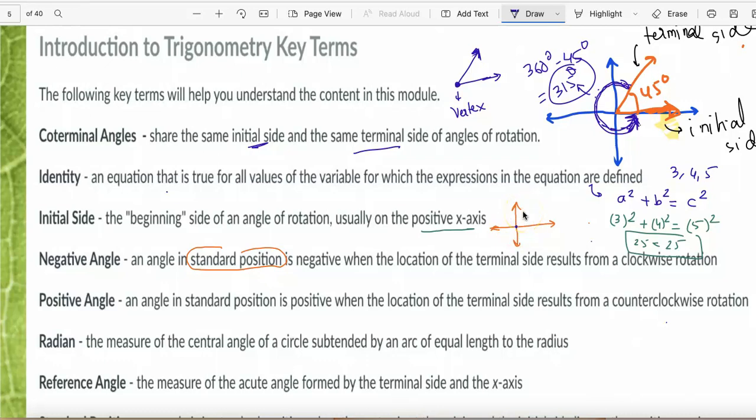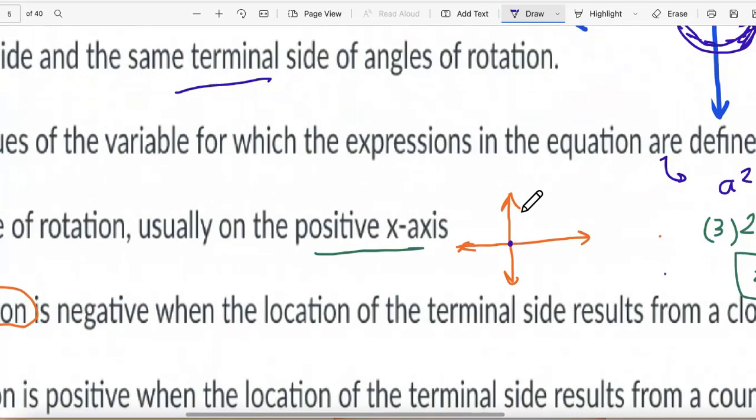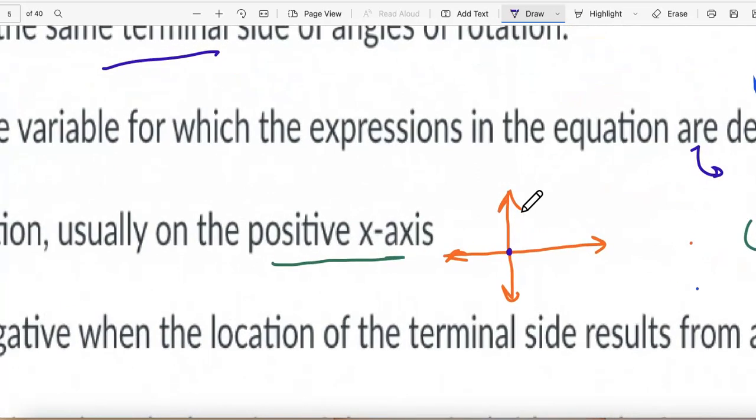Let me zoom in a little bit if I can do that. An angle with its vertex at the origin and its initial side along the positive x-axis. These types of angles are called angles in standard position. Let's take an example. I have drawn an angle over here, and let's say this is 120 degrees. This angle is in standard position.